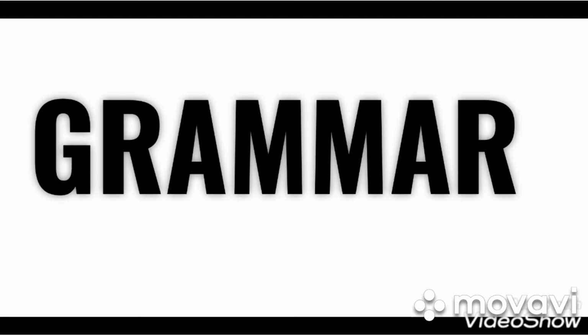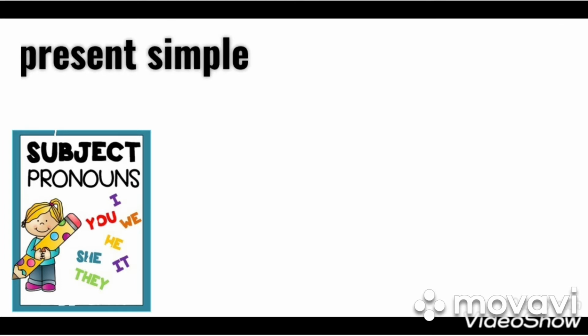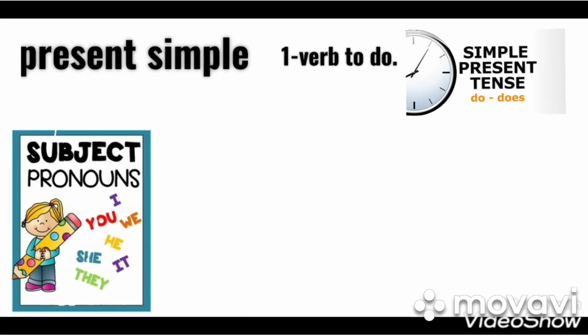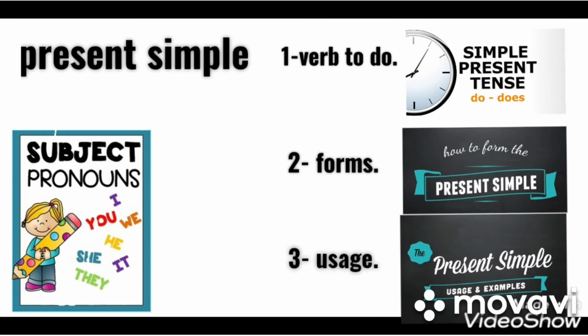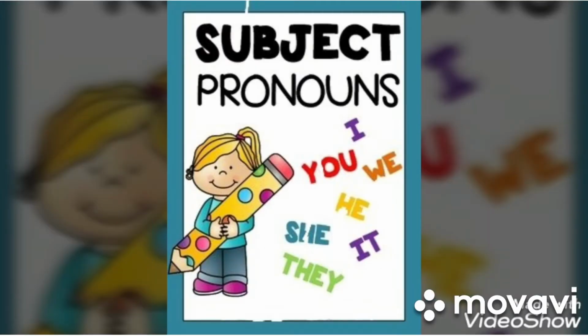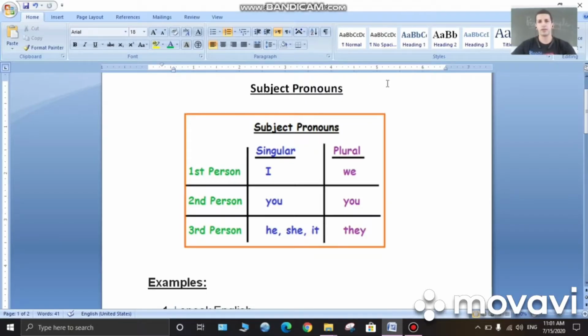We will start with subject pronouns and then we will learn about present simple or simple present. With the present simple we will highlight three aspects: verb to do, forms, and usage. Without further ado, let's start with subject pronouns. Here we go. Okay, so let's start with the subject pronouns.